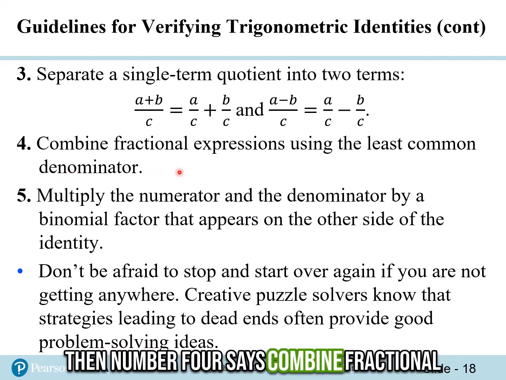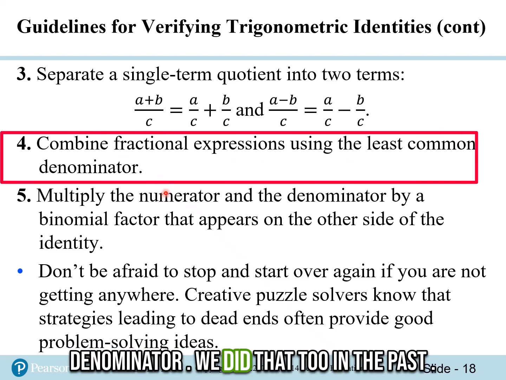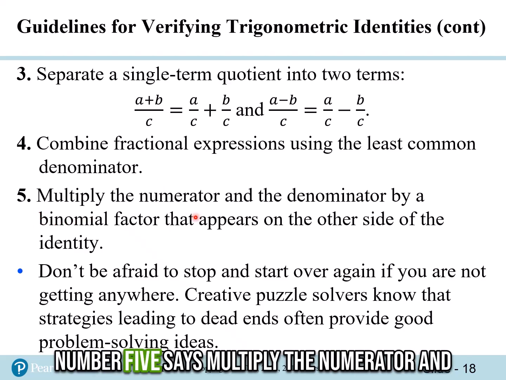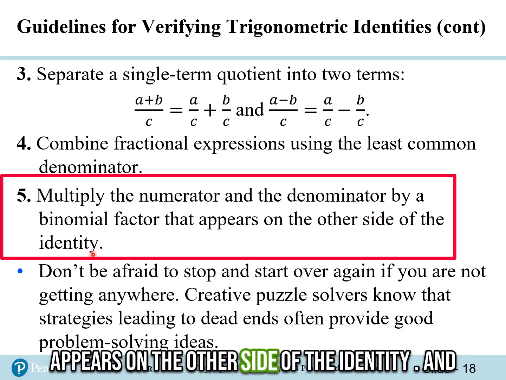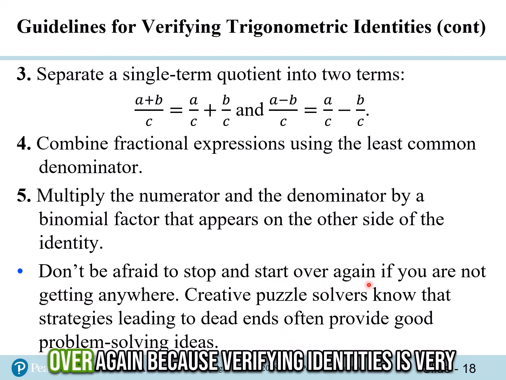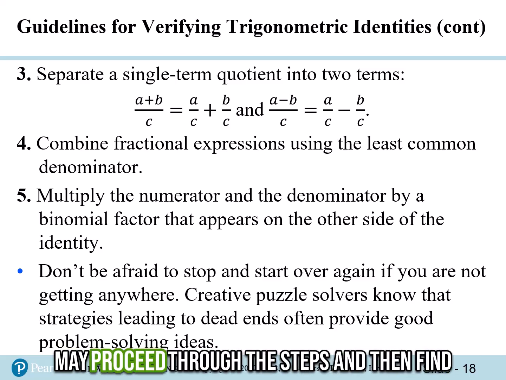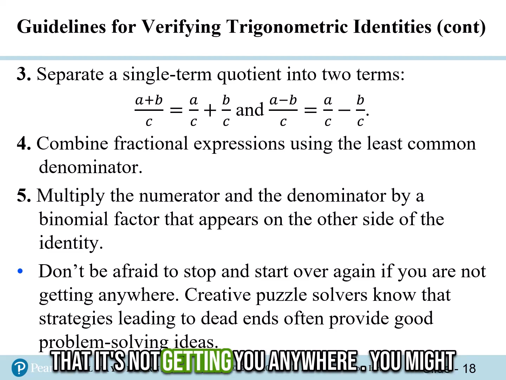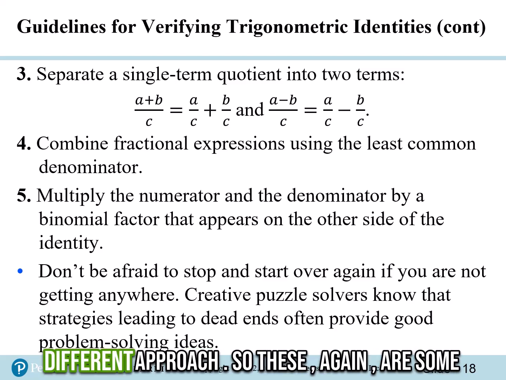And then number 4 says combine fractional expressions using the least common denominator. We did that too in the past. Number 5 says multiply the numerator and the denominator by a binomial factor that appears on the other side of the identity. And then finally, don't be afraid to stop and start over again, because verifying identities is very much like solving a puzzle. Many times you may proceed through the steps and then find that it's not getting you anywhere. You might have to go back and start all over again using a different approach.